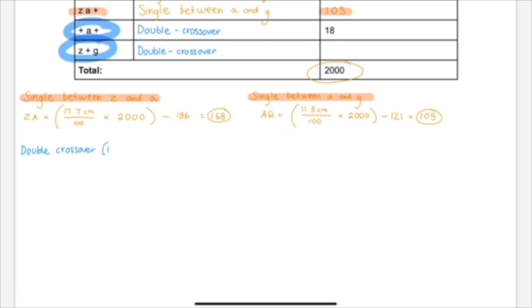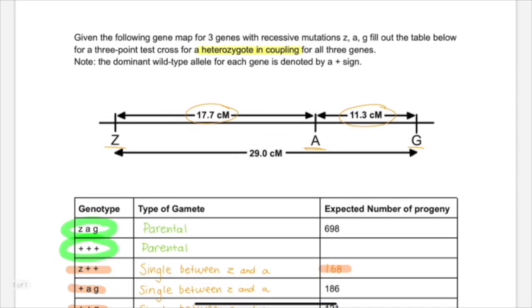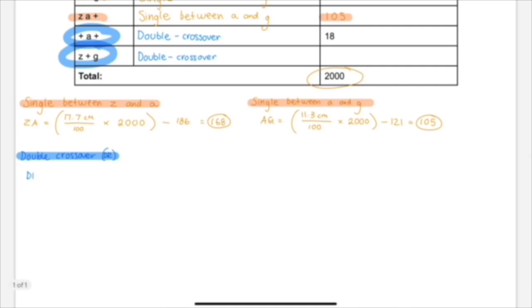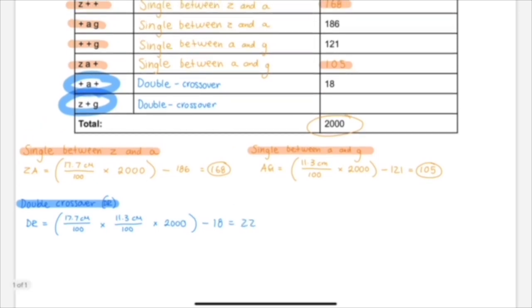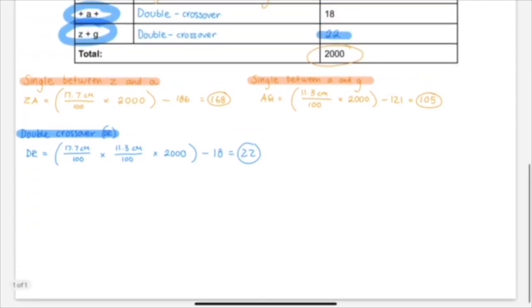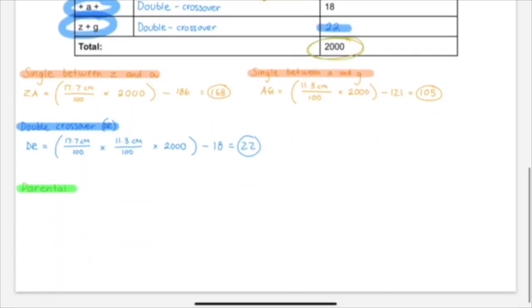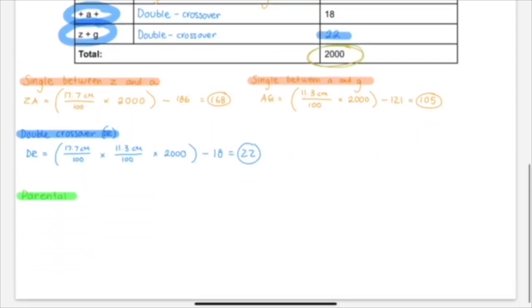For our double crossover, we are going to take the recombination frequency between Z and A, which is 17.7 over 100, and then we're also going to take the recombination frequency between A and G, which is going to be 11.3 over 100. We're going to multiply that by our total progeny and subtract the existing number, which should give us our answer of 22, and we're going to put that in the blank. We use those two frequencies because, from probability, the chance of one thing and another thing happening is those two probabilities, or in this case frequencies, multiplied together.